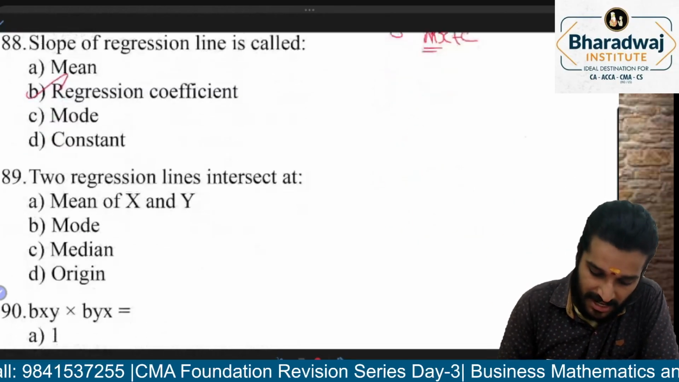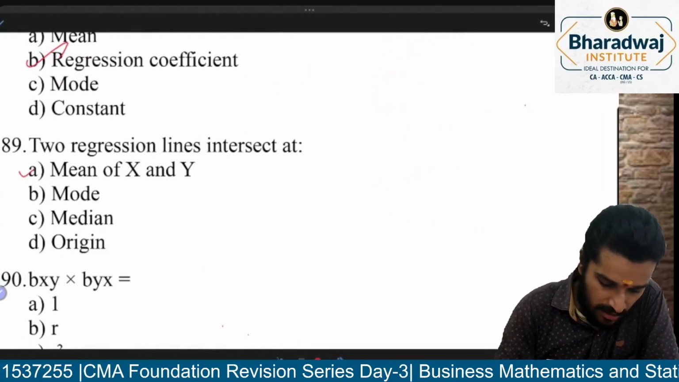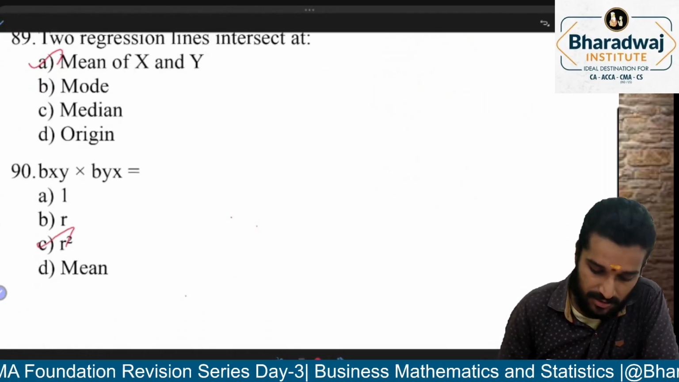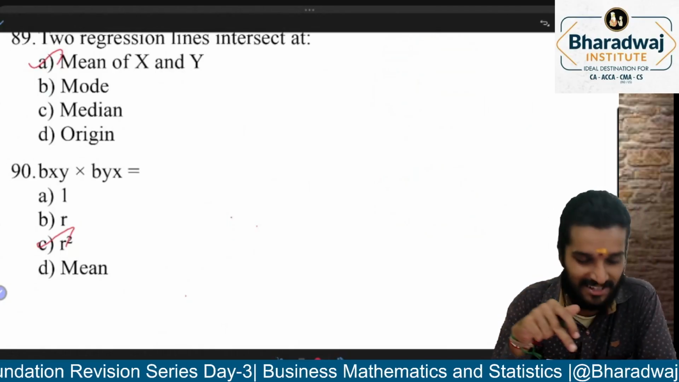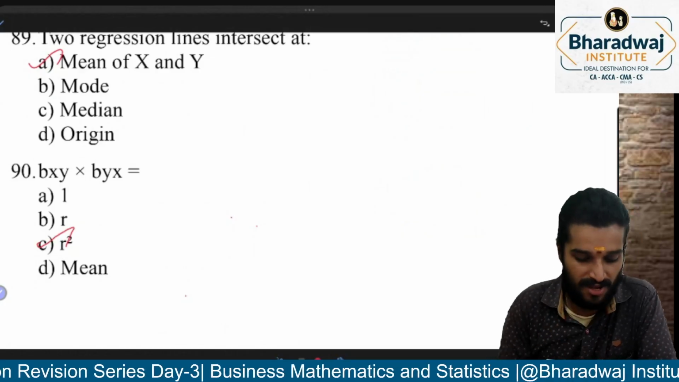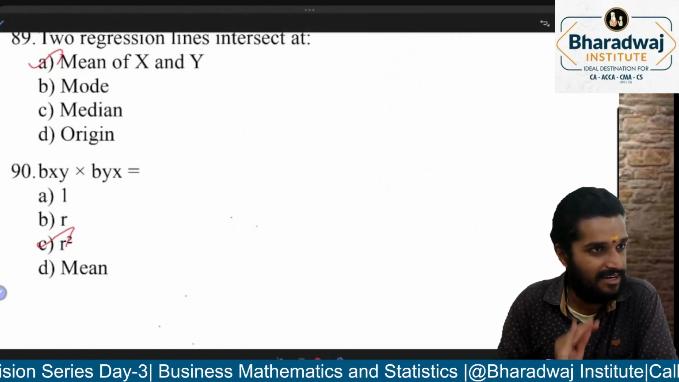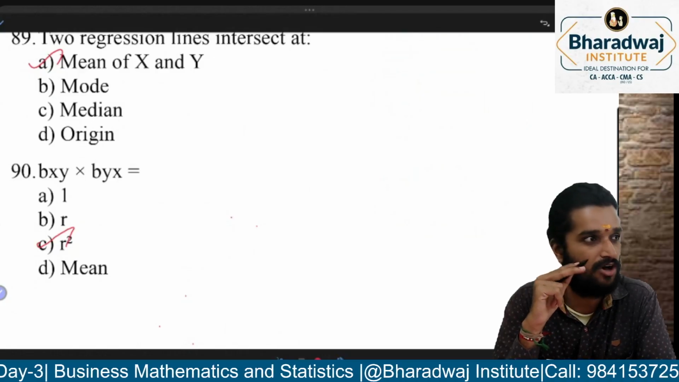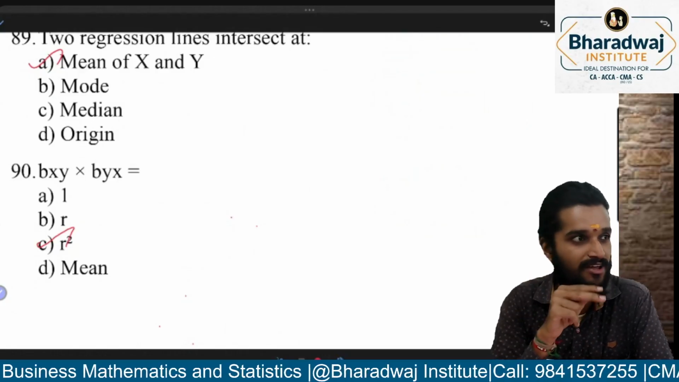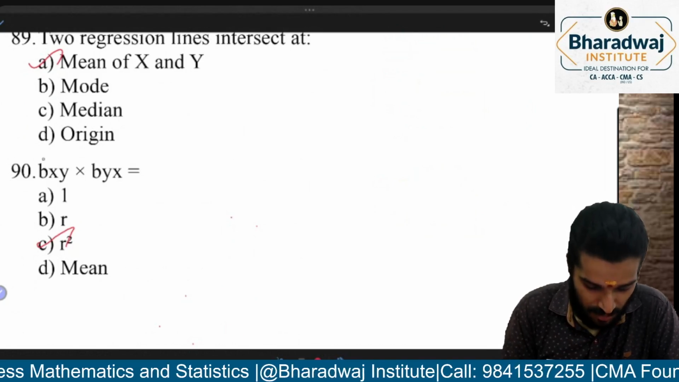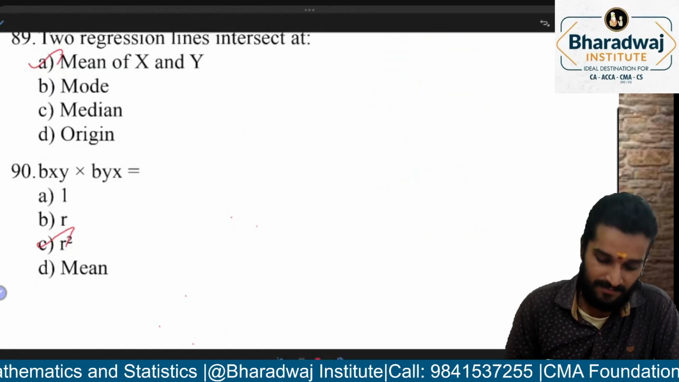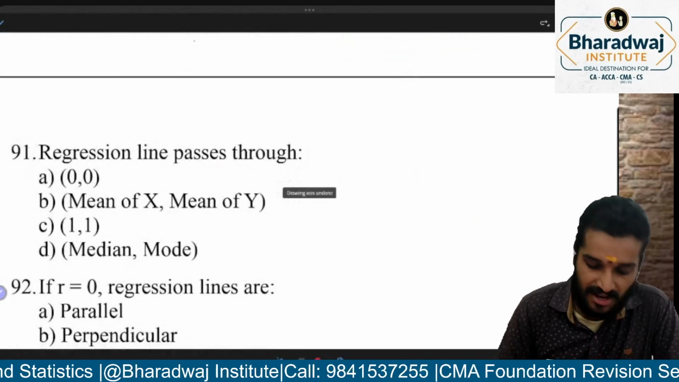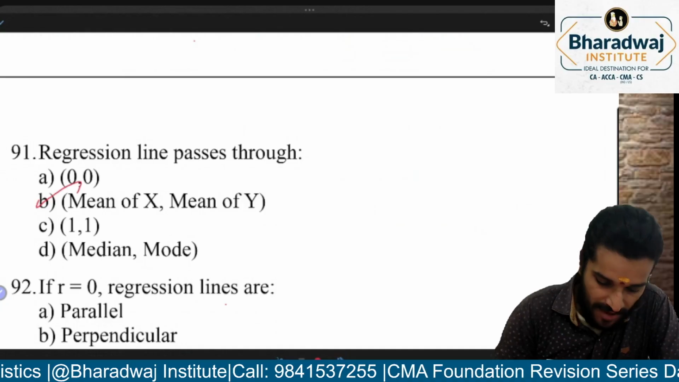Now, two regression lines intersect at the mean of x and y. Byx into bxy gives r square. I took these questions out of hurry, so you won't be getting the xy in suffix. Try to understand: bxy is the regression coefficient of x on y, multiplied with the regression coefficient of y on x. It's not the product of b with x with y. Regression line always passes through mean of x and mean of y.